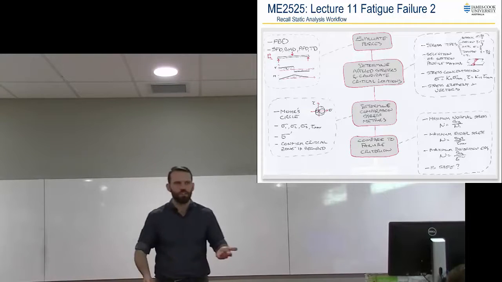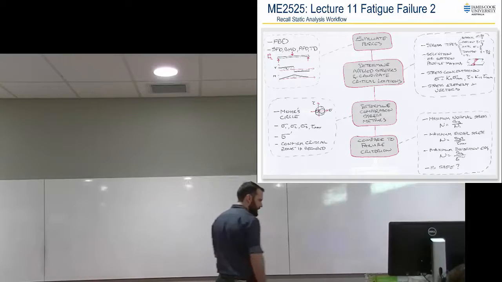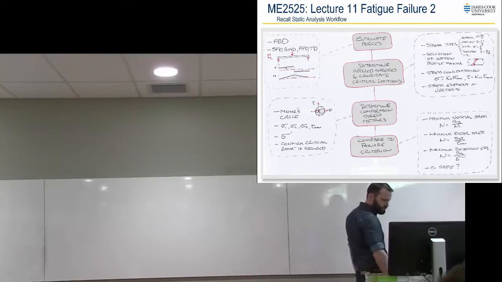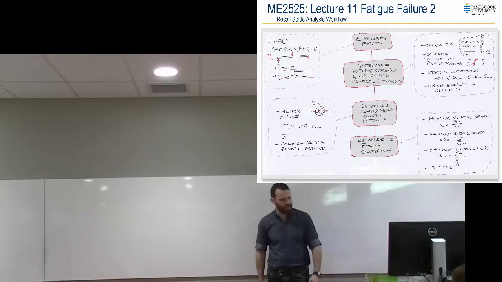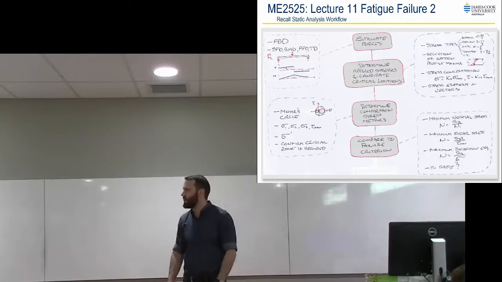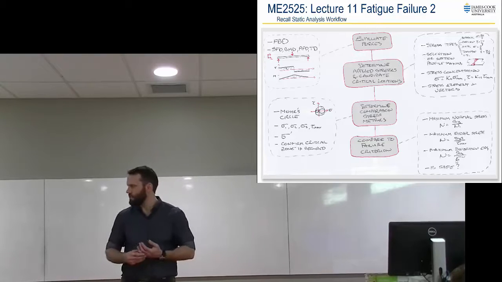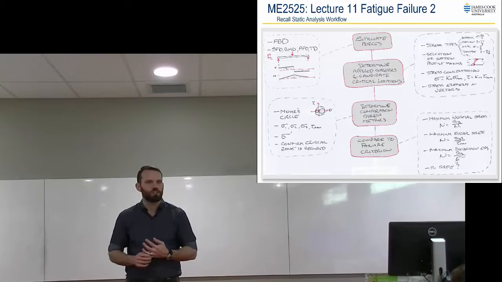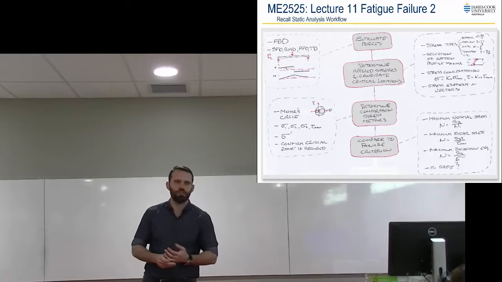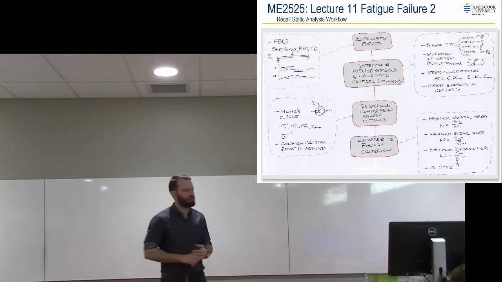So if you've only got one, then it doesn't really matter, but that's all good. And then the last step there was to compare whatever metrics we had to our failure criterion. In the static case, we had maximum normal, maximum shear, and maximum distortion energy, and those are the equations for those there. Final step, is it safe? Cool. So this is just a flowchart version of everything we've been doing semester so far.